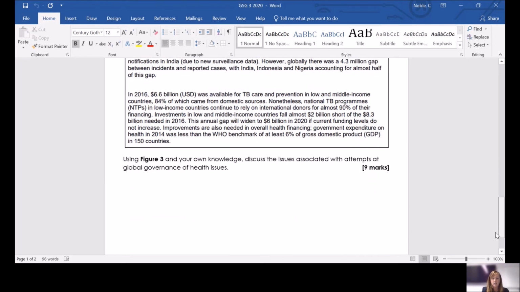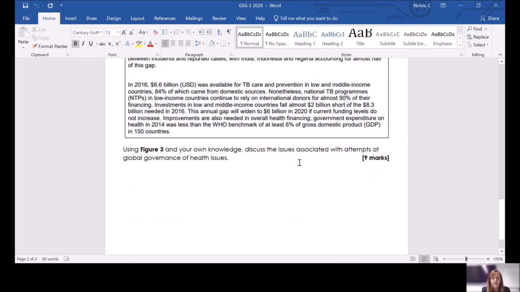This is a 9-mark question, so it's really important at the end that you make a conclusion that just needs to be 1 sentence in length.